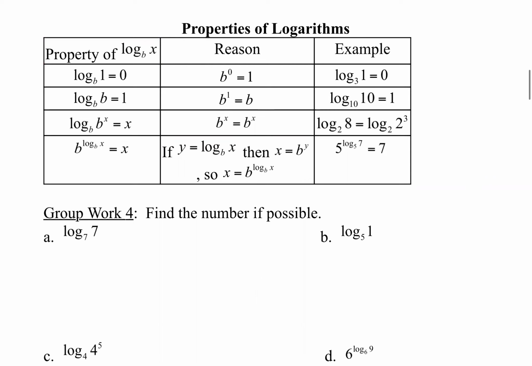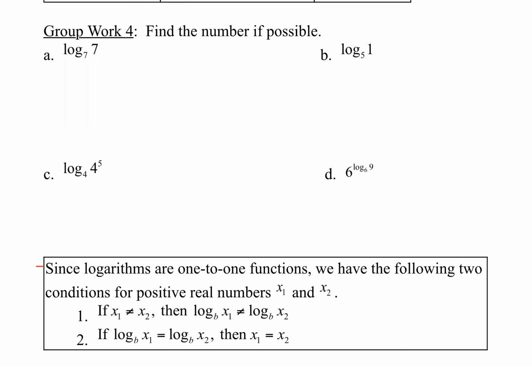Okay, so with these properties of logs, we should now be able to answer a couple of these questions. This one is basically saying 7 to the what will give me 7. Well, that's this property, so I would get a 1. And then 5 to the what gives me 1. That's this one. x has to be 0. Going through a few more of these, the log base 4 will cancel, so I'll be left with 5, and the 6 and log base 6 will cancel, so I'll be left with 9.